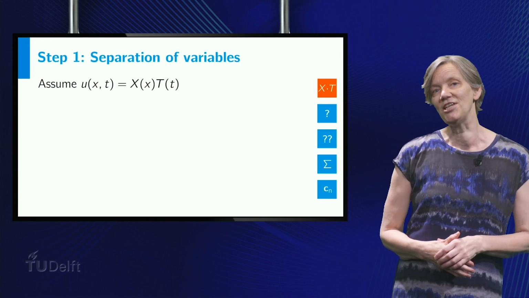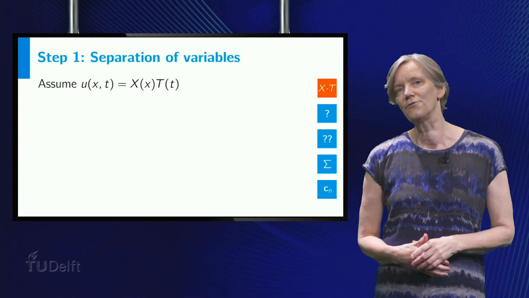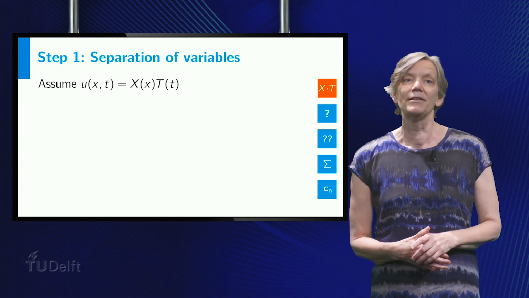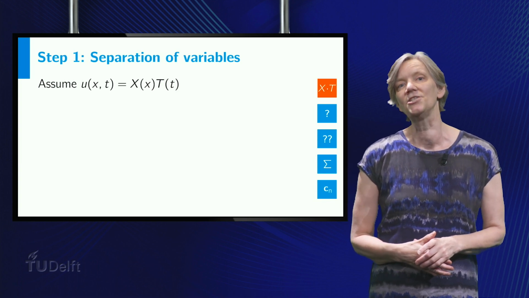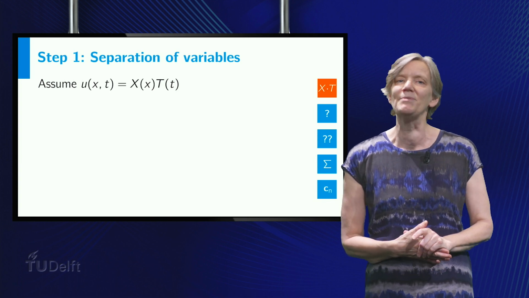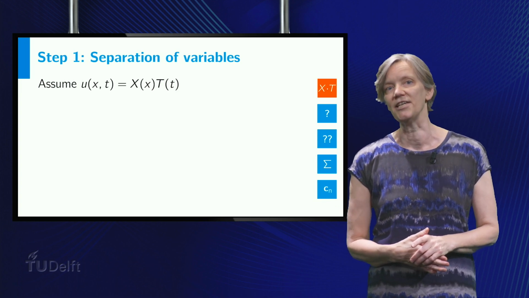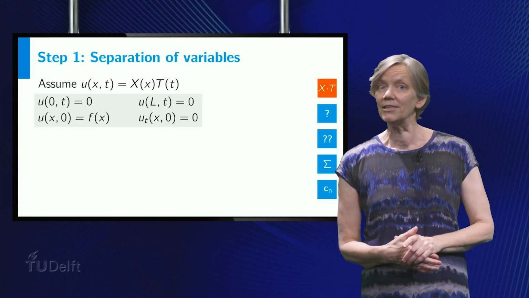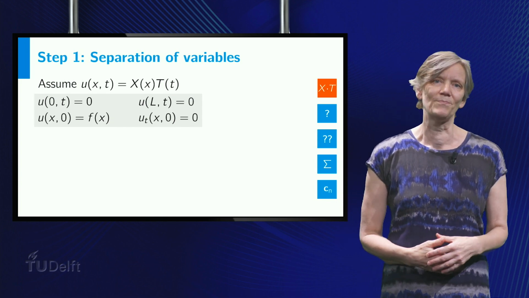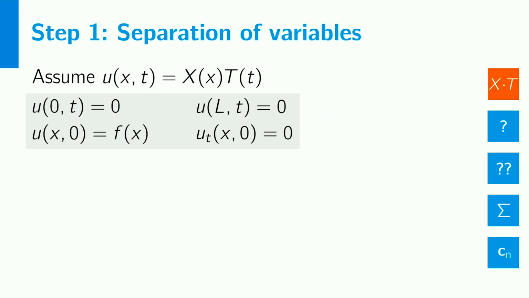The solution procedure has 5 steps. The first step is to separate the variables. In our case, u of x and t is assumed to be the product of a function X of x and a function T of t. It is a good idea to separate the conditions first. There are 4 conditions. 3 of them are homogeneous. They state that u, or derivative of u, is equal to 0.